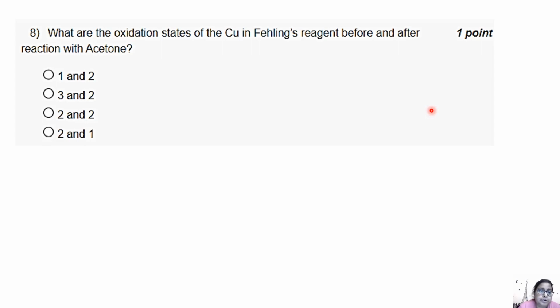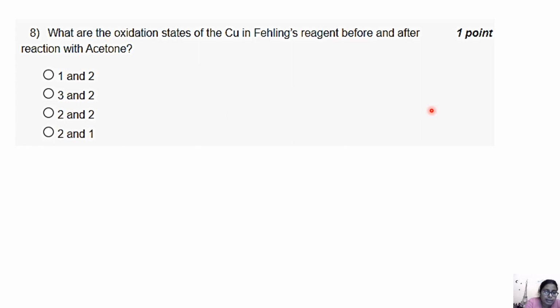So this is the first question for today. What are the oxidation states of copper, Cu, in Felling's reagent before and after reaction with acetone? We have four options: 1 and 2, 3 and 2, 2 and 2, 2 and 1. Would anybody like to try? Anybody? One and two. Okay. Anybody else?